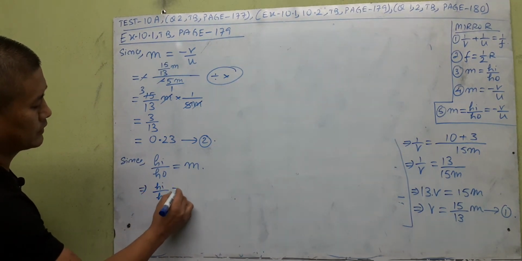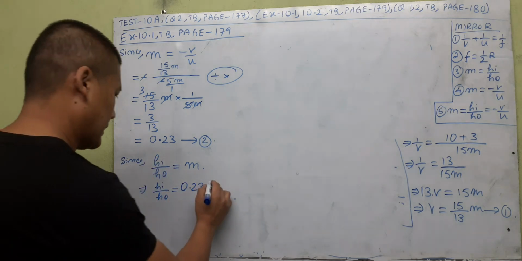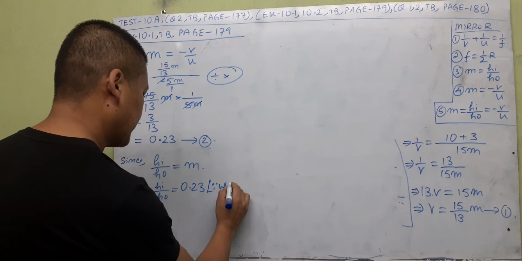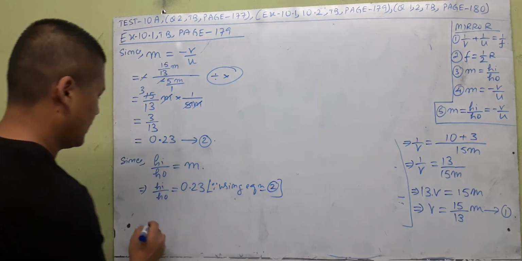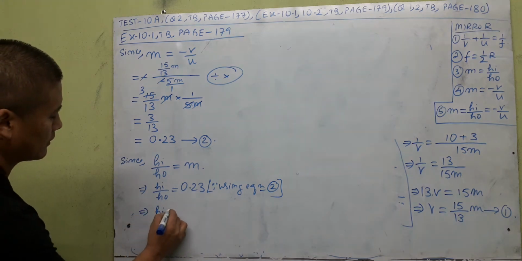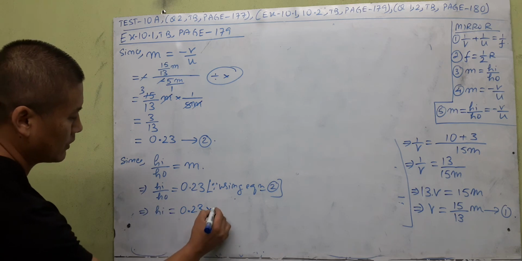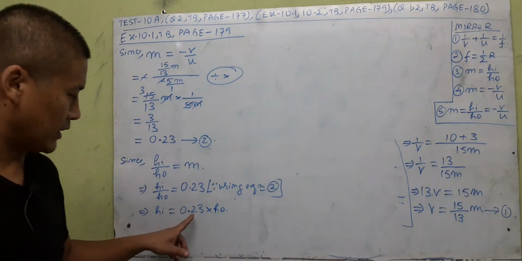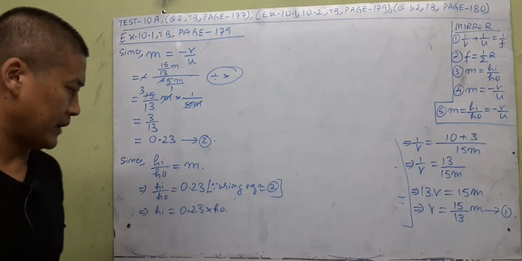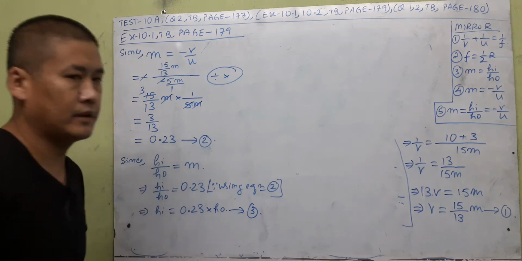We don't know anything about this. M, just now we got 0.23. And you can write here, since using equation number 2, that gives you HI equal to 0.23 into HO. So we cannot get a real size of the image, but we're getting a relative size. So we're going to write that. Let us write this one as equation number 3. Now let us start writing the answer.